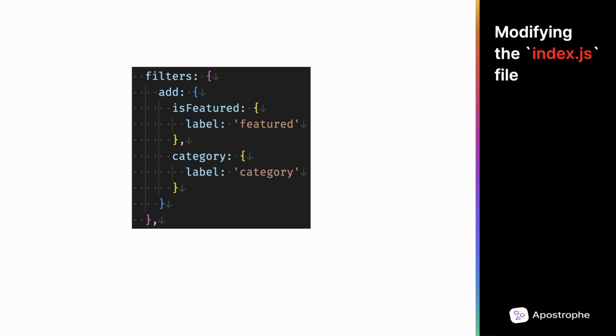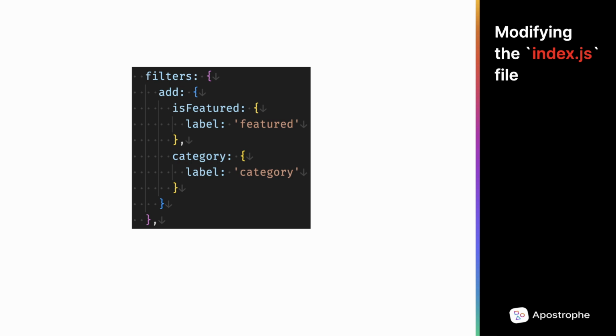The filters object is configured with subsections add and remove, and can either be added as a static object, as shown in this example, or a function that takes self and options and returns an object. Filters must correspond to an existing field's name or a custom query builder on the piece type. We will cover custom queries in the Adding Extensions tutorial.